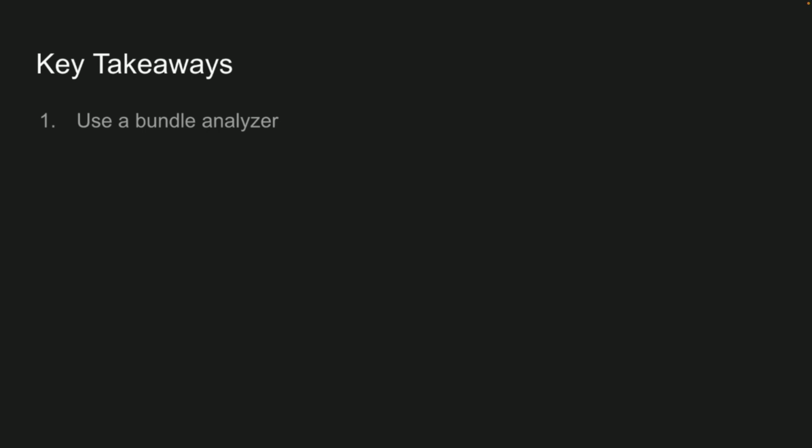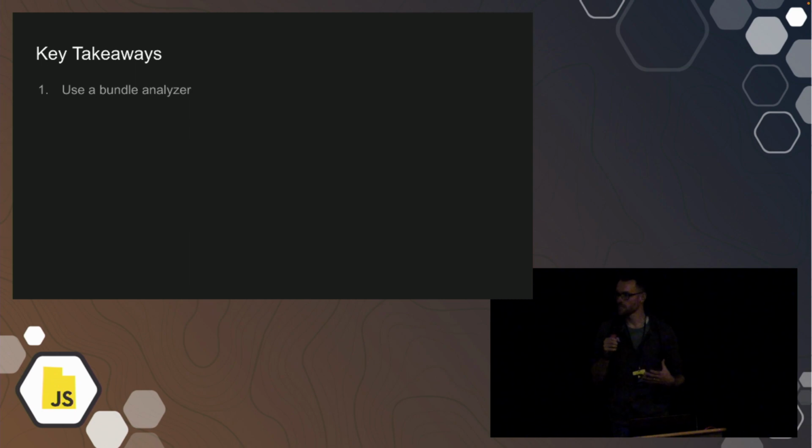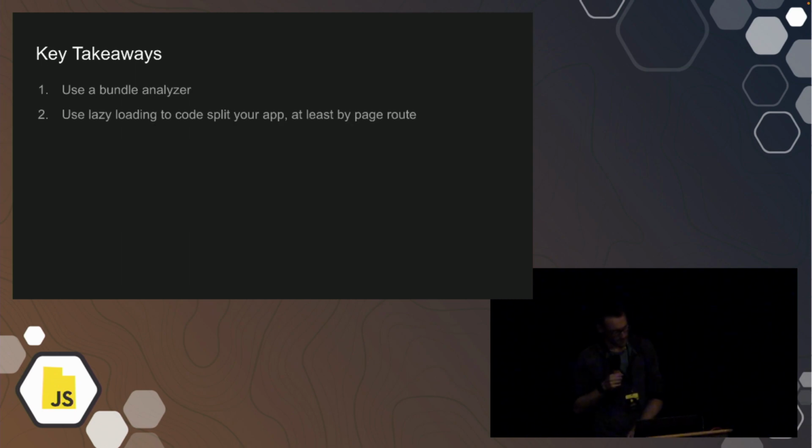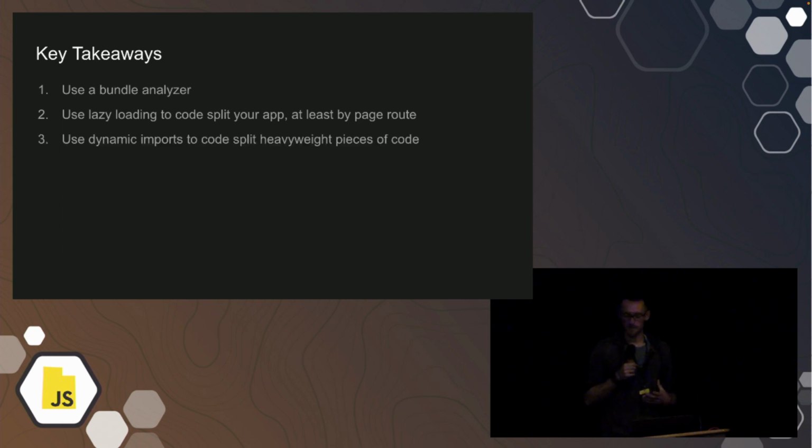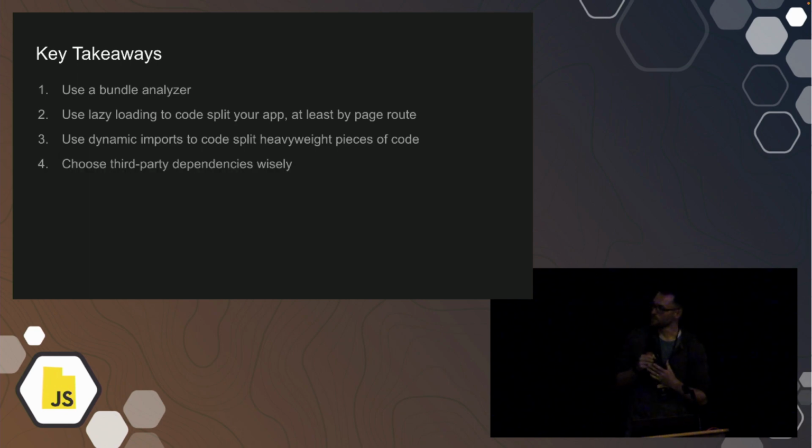So, wrapping up, we've got just a minute left here, so just the key takeaways. First off, use a bundle analyzer. You can't really solve your problems until you know that you have the problem, so get some visibility into your app and start looking at that. Number 2, use lazy loading to code split your app, at least by page route. That's a good starting point. Number 3, use dynamic imports to code split between heavyweight pieces of code. Again, try to use data to identify those features that you may not want to download up front. And then number 4, choose third-party dependencies wisely. Make sure you've got the smaller bundle sizes and not the larger ones.